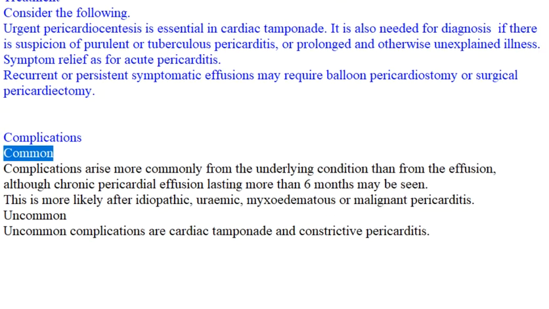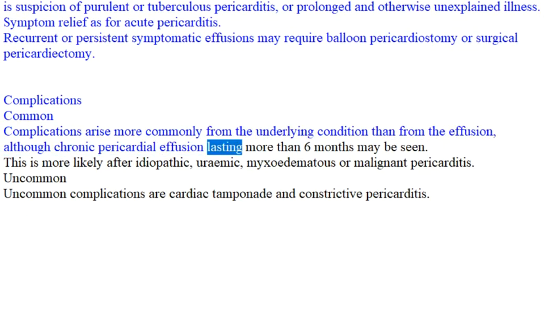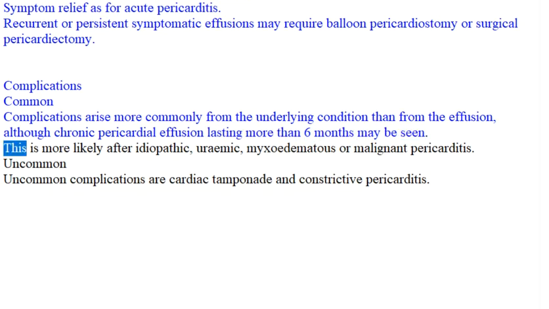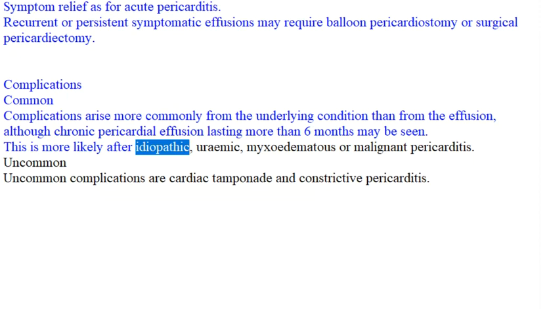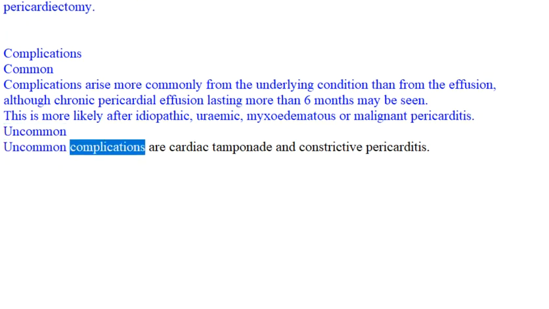Complications. Common. Complications arise more commonly from the underlying condition than from the effusion, although chronic pericardial effusion lasting more than 6 months may be seen. This is more likely after idiopathic, uremic, myxedematous, or malignant pericarditis. Uncommon. Uncommon complications are cardiac tamponade and constrictive pericarditis.